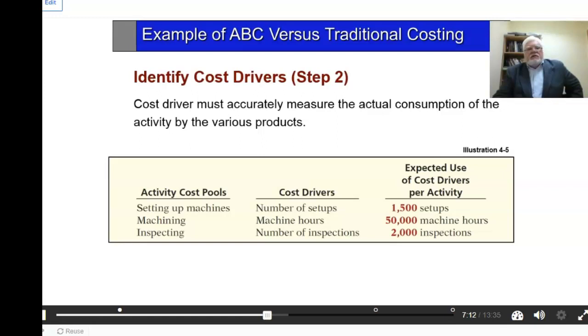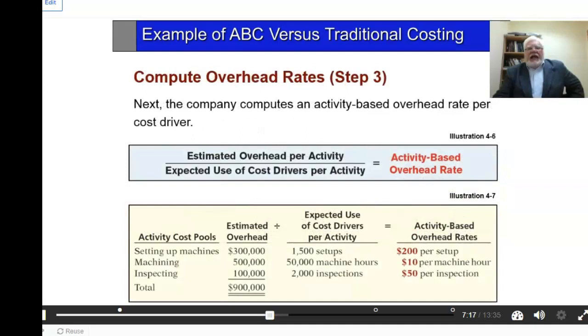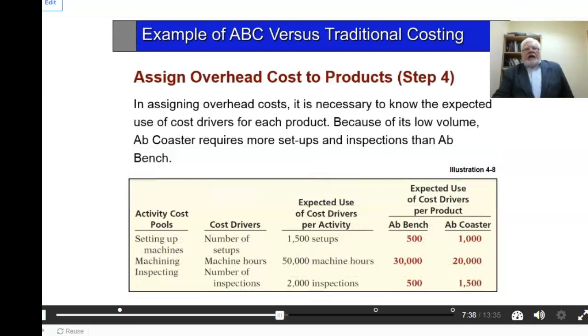I divide the annual estimated overhead of each activity by the expected use of the cost drivers of that activity, and I come up with activity-based overhead rates: 200 per setup, 10 per machine hour, 30 per inspection. Now, I assign that back to the products based on how much of the cost driver they use.